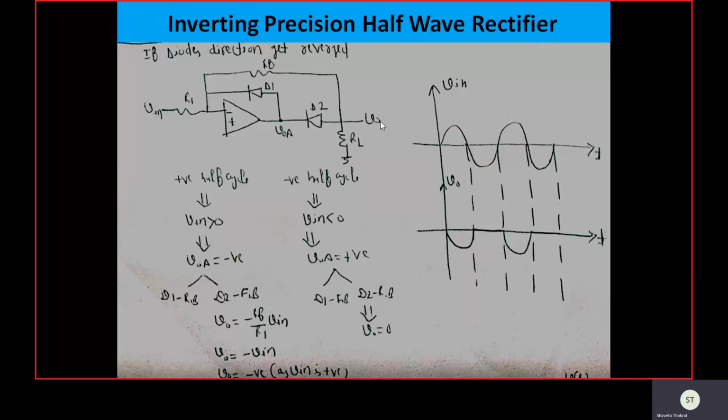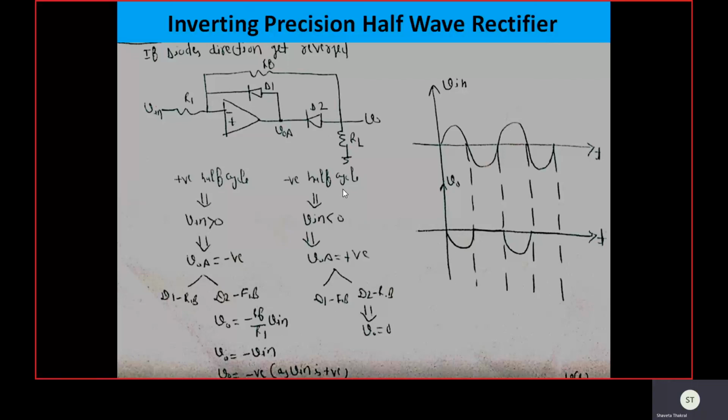Output is gain times input and the gain is minus Rf divided by R1. So we are getting output voltage as minus Rf divided by R1 into V input. And let's take the condition again that R1 is equal to Rf. So we get output that is inverted input. So in the positive half cycle, as the input is positive going, the output will be negative going, because the relation we have found is that output is inverted input.